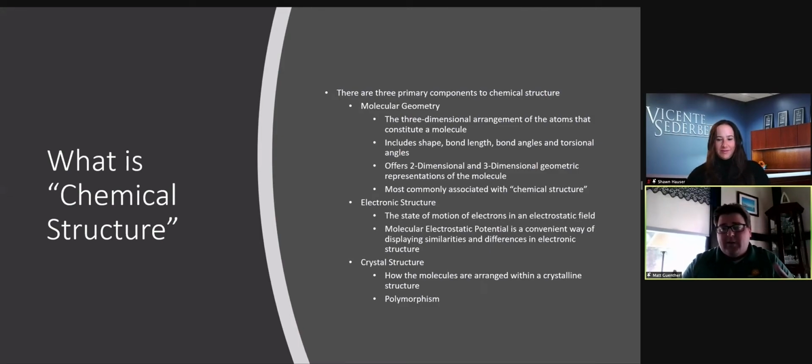And that's why, starting 10 years ago, I started focusing more on the electronic and crystal structures of compounds to show that there are substantial dissimilarities in those as well. So electronic structure is just the motion of electrons around a molecule, basically the electromagnetism, and usually involves really advanced quantum calculations. But MEP, molecular electrostatic potential analysis, is a really quick and easy way to analyze those electronic structures. Crystal structure, we're not going to talk about too much today, but I want you to be aware of it.